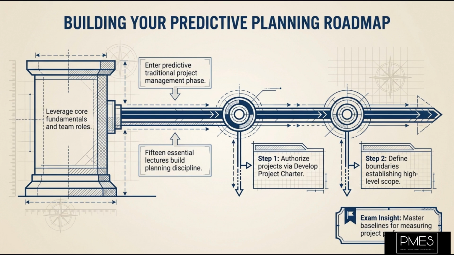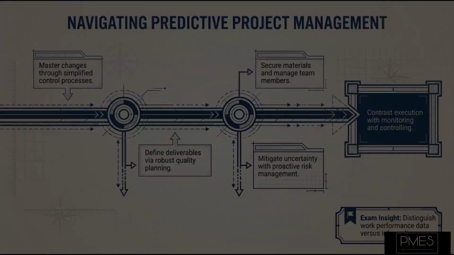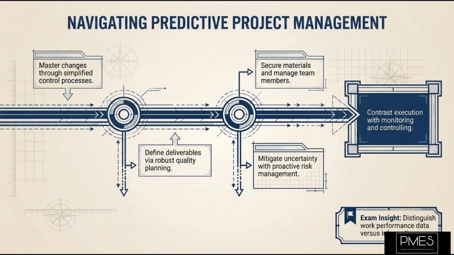Then, in Develop Project Charter, you will learn how to formally authorize a project. We will then create a high-level project scope, defining the project's boundaries. Following that, Plan Project Management will show you how to pull all subsidiary plans together. Understanding baselines will clarify what you are measuring against. Change Control Made Simple will teach you how to manage inevitable changes effectively.